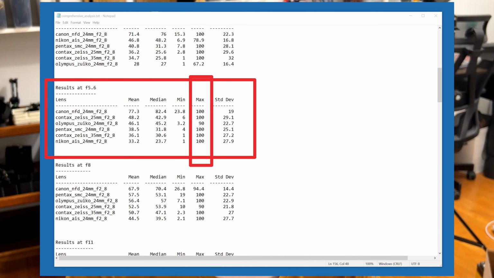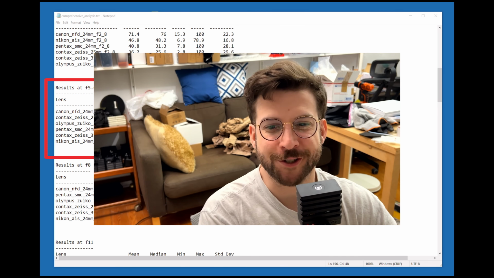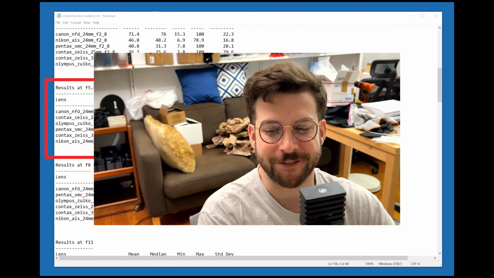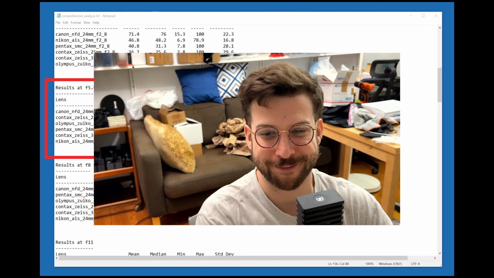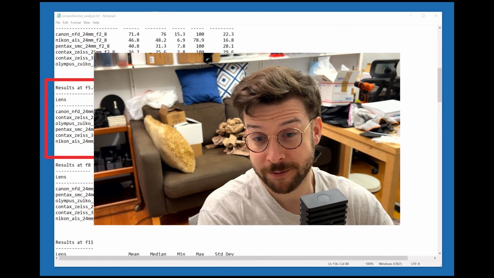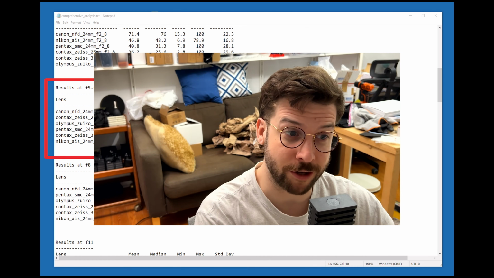So at 5.6, the Canon is scoring 100. That's great. The standard deviation is low, which means that the whole frame is in focus. The standard deviation is the distance between the maximum and the minimum. Hello, quick intermission to just clarify that standard deviation is the distance from the mean. So math heads, please don't hurt me, or do in the comments. I mean, listen, you do what you got to do. And so having dramatically lower standard deviation means that more of the frame is in focus.